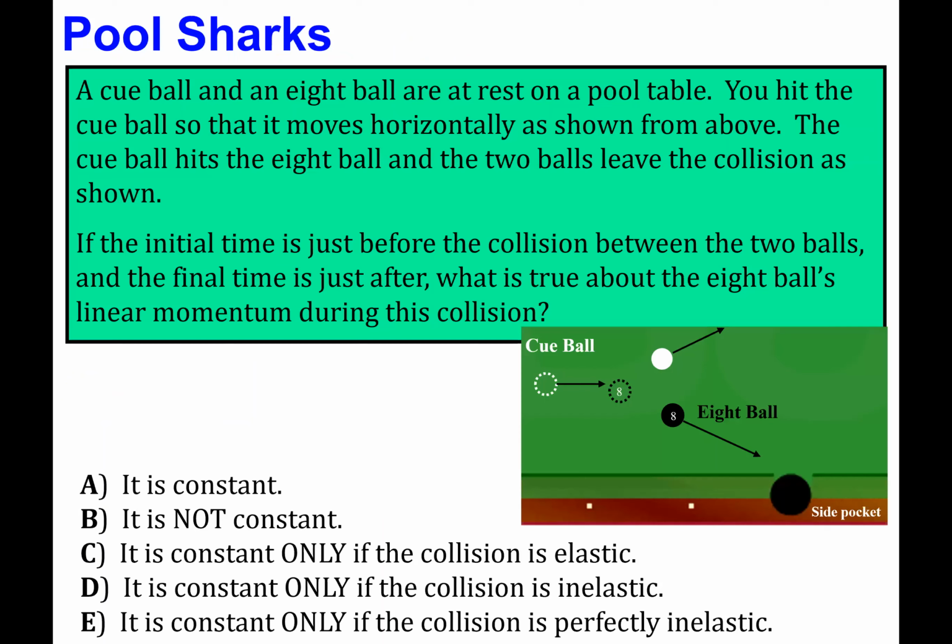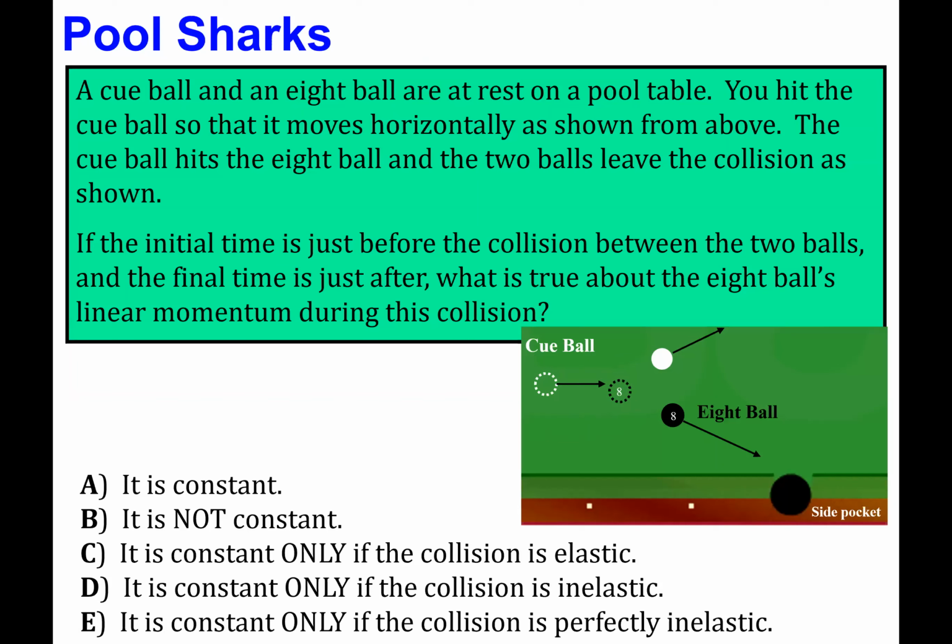So let's look at this scenario. If we look at the picture on the right, we have an initial situation. This is a cue ball that starts here. We hit the cue ball, so we're imparting a certain momentum to it. The initial situation is that the cue ball happens to be moving to the right with some velocity, and the 8-ball is just sitting there static.